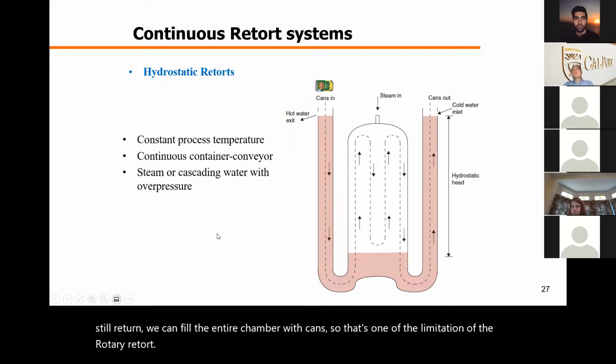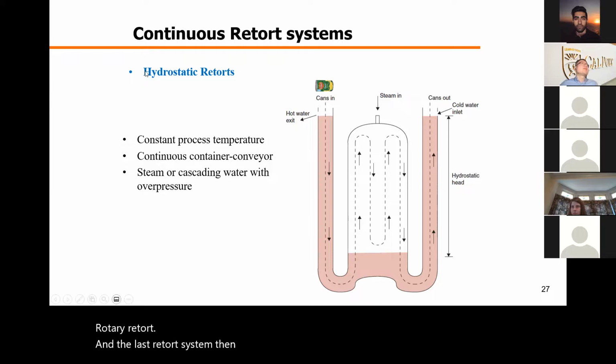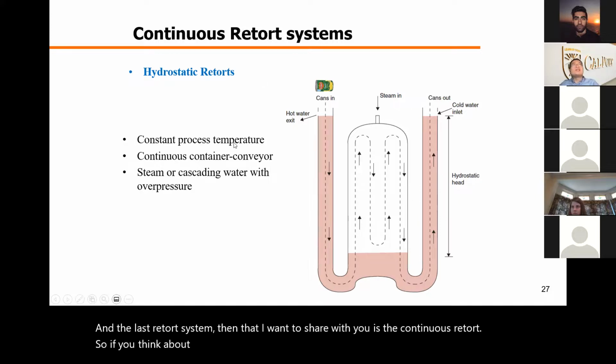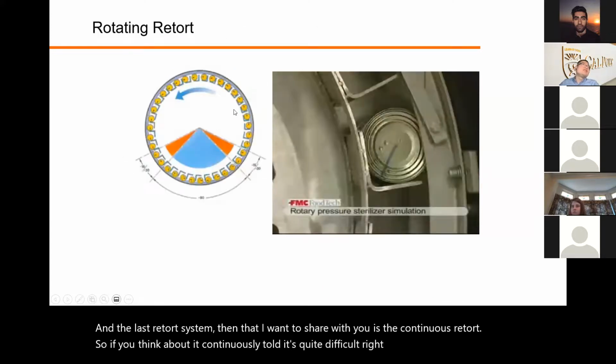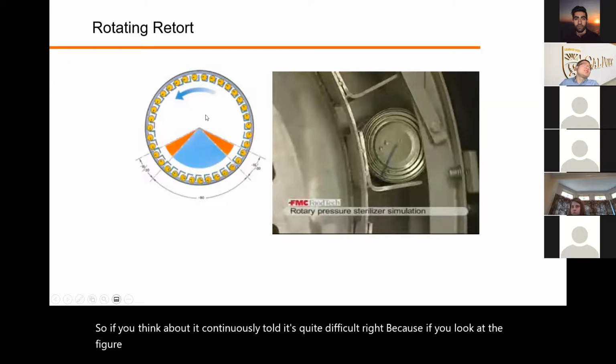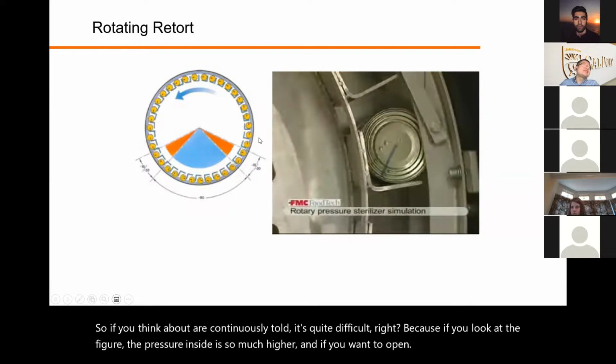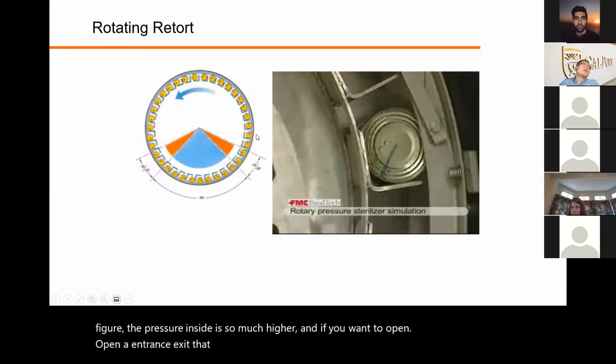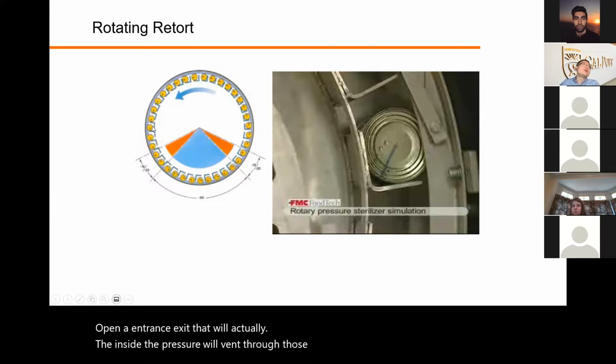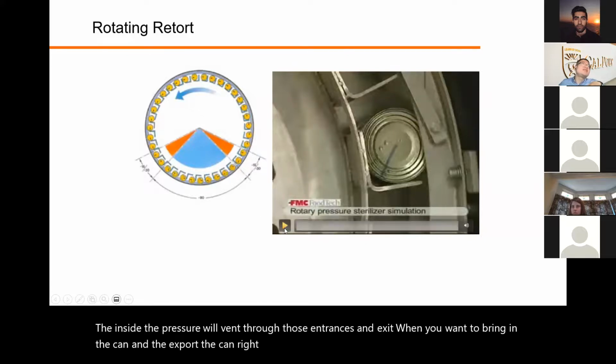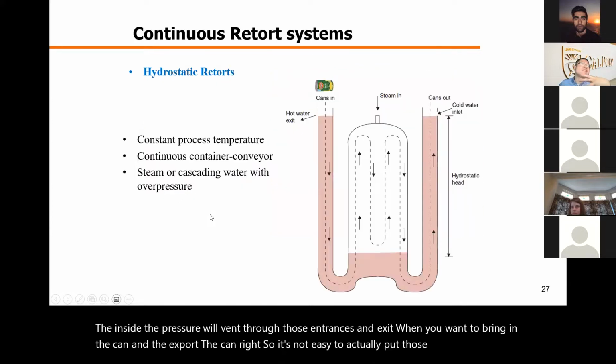And the last retort system that I want to share with you is the continuous retort. If you think about a continuous retort, it's quite difficult, right? Because if you look at the figure, the pressure inside is so much higher. If you want to open an entrance and exit, the pressure will vent through those entrances and exit when you want to bring in the can and export the can, right? So it's not easy to put those cans into a pressurized system.